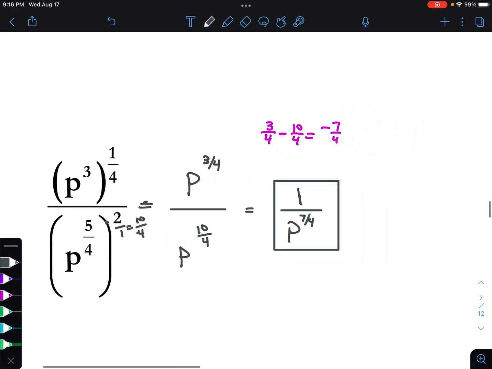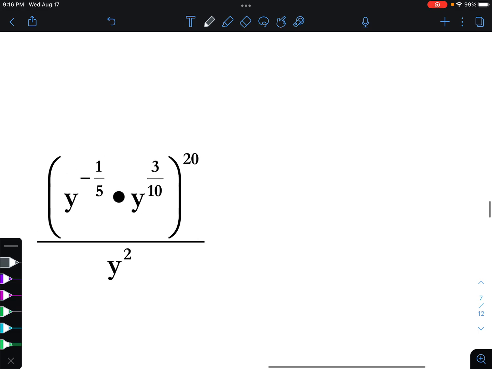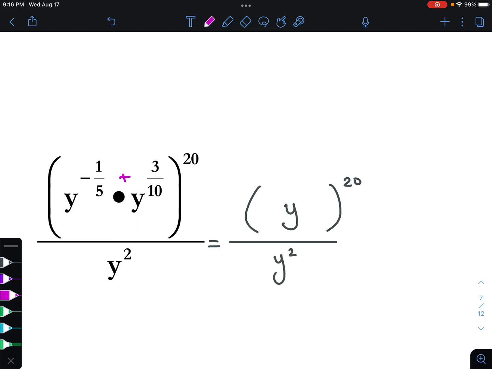All right, awesome. And last but not least, we have kind of put them all together here. So sort of following our order of operations, we want to do what's inside the parentheses first, right? So since we're multiplying the powers, we're going to add the exponent. So inside the parentheses, I'm going to keep that the same, that the same. Just looking inside, when I add the exponents, -1/5 plus 3/10.